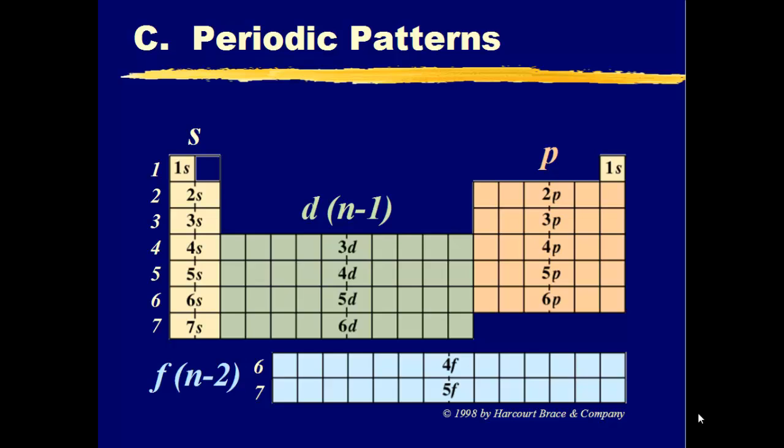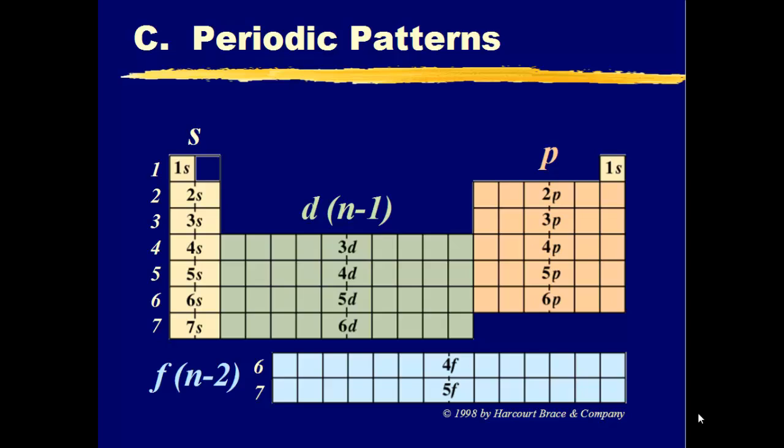The S block of the periodic table are the first 2 tall columns on the left-hand side, group 1 and group 2. Those are the alkali metals and the alkaline earth metals. The first row in the S block represent the 1s elements. The second row in the S block represent the 2s elements.